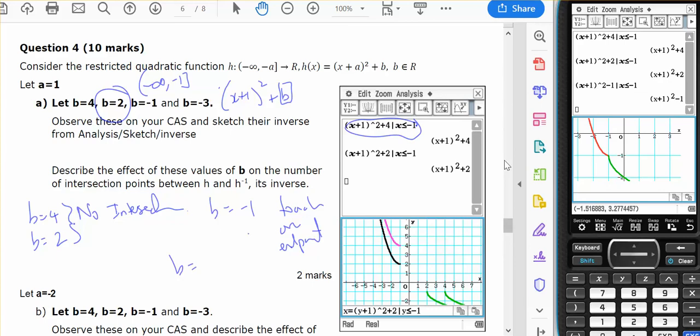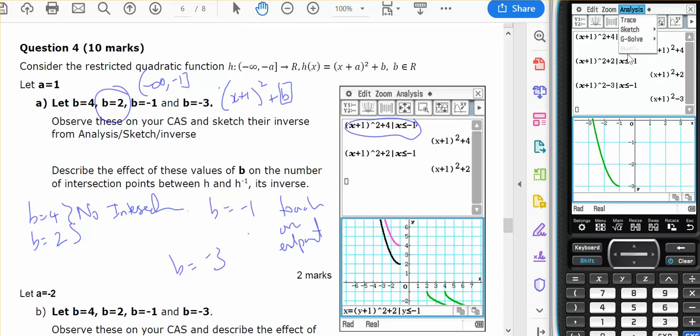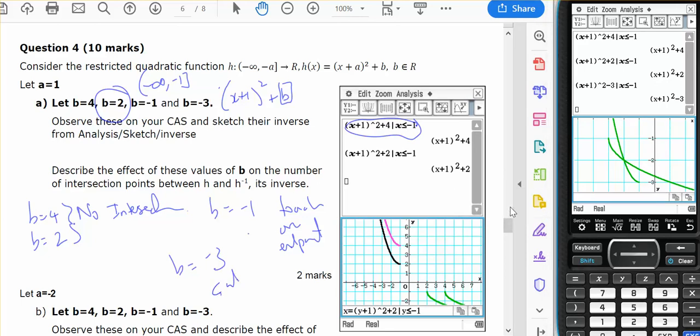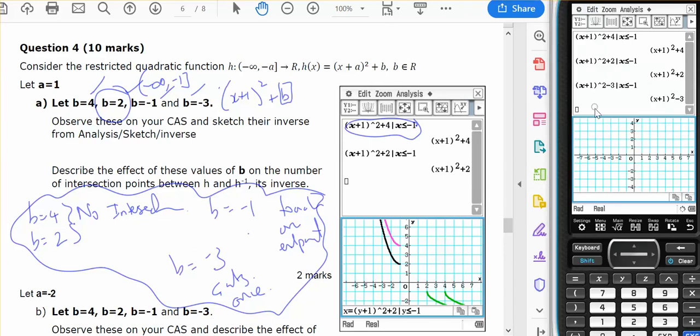And I reckon when b equals -3, then it's going to move down further and move across further. So if I make that -3, and it does go down further, analysis, sketch, inverse, beautiful, there it is, cuts once. It's only 2 marks. I've talked about all 4 points. And I can see that as b changes, the endpoint moves down here and the inverse's endpoint moves across here.